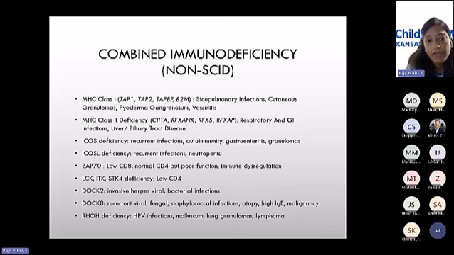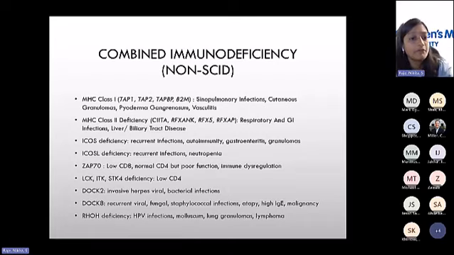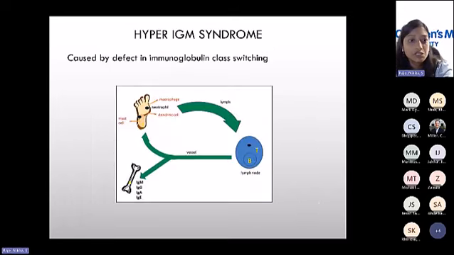We talked about DOCK8 causing recurrent infections along with atopy and high IgE. DOCK2 patients can present with recurrent herpes viral infections, some bacterial infections as well. RHO defect presents with HPV infections and warts. So again, this is just a short list, but there are several other combined immunodeficiencies, some of them syndromes.